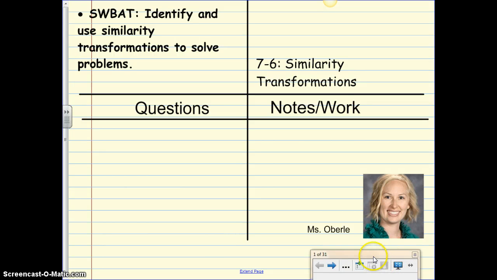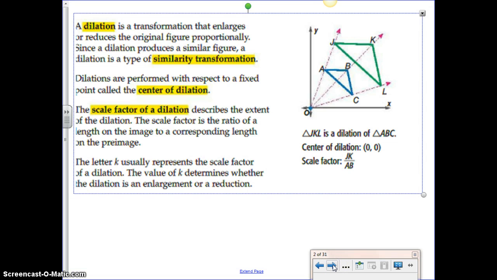Overly with 7-6 Similarity Transformations. By the end of this lesson, you will be able to identify and use similarity transformations to solve problems. So right away, we're cueing into that idea of similarity. Remember, with triangles, we have certain ways to tell things are similar. And with other shapes, how do we tell? What's that big idea there?